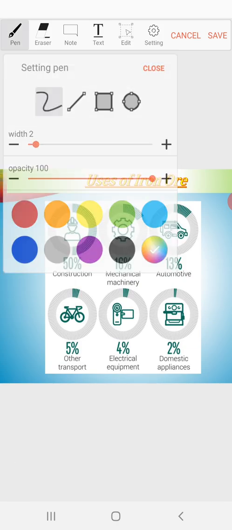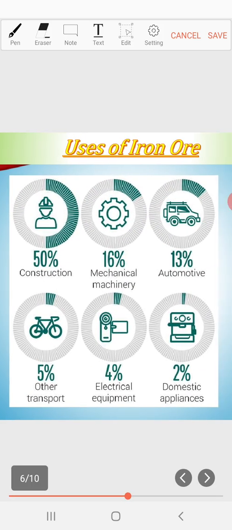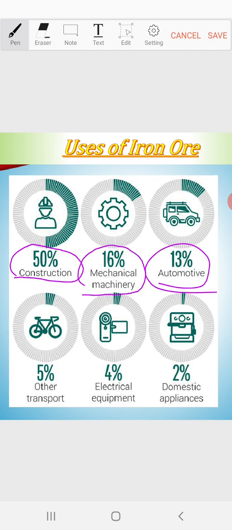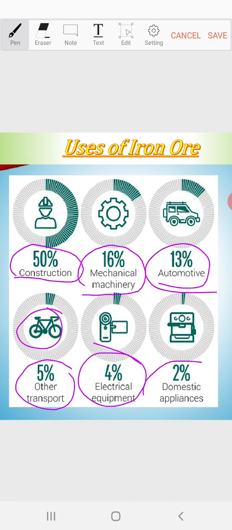Now just see the uses of iron ore. You can see the maximum usage is for construction purposes, that is 50%, half of the entire production. 16% by mechanical machinery, 13% by automobiles. Other transport, you can see the picture of the bicycle, occupies 5%, electrical equipment 4%, and domestic appliances like utensils and other things just 2%. So these are the uses of iron ore.